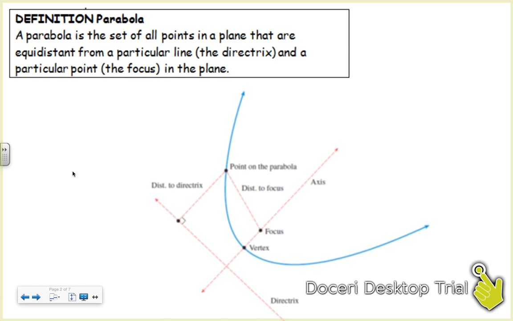Things that you need to know for this part is we're really going to focus on the focus, the vertex, and the directrix. The distance from the vertex to the focus, and from the vertex to the directrix, is the p-value, and that p-value is related to the focal length.